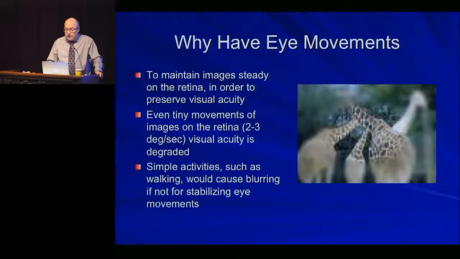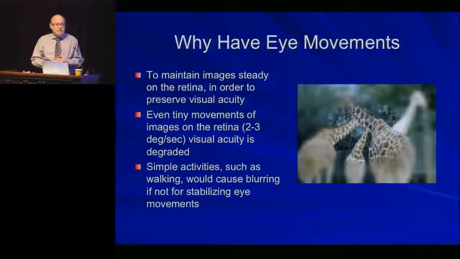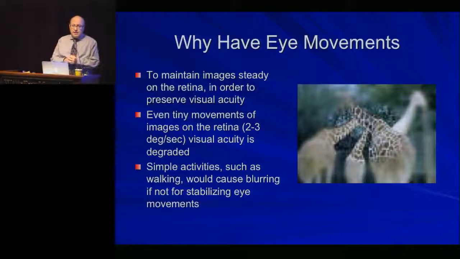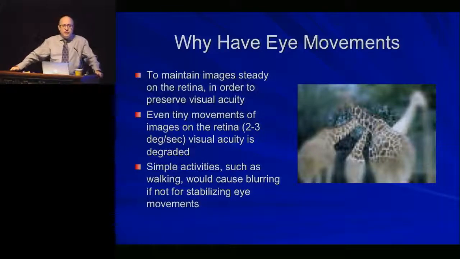The first question is, why do we have eye movements? Why don't we just turn our head? Well, in order to maintain images steady on the retina to preserve our visual acuity, we have to have our eyes focused in a very narrow space, because the visual acuity, even a few degrees off fixation, is very poor. So if you're 20/15 or 20/20 in the center, you go out a few degrees, you're already down to 20/100, 20/200.